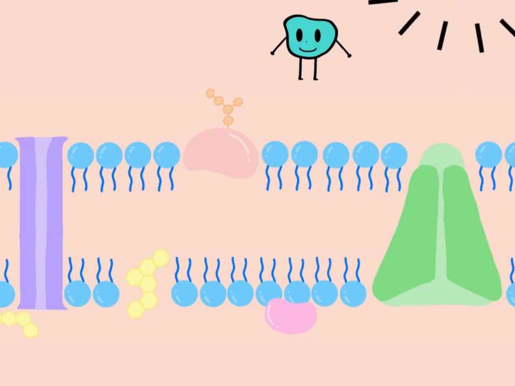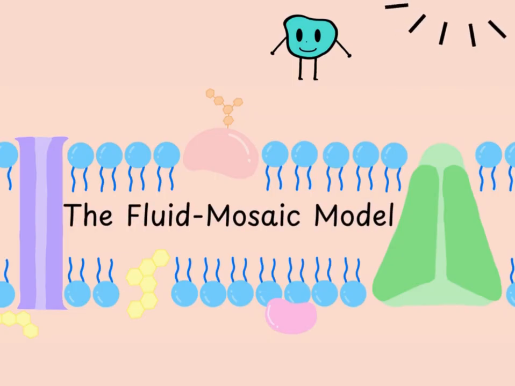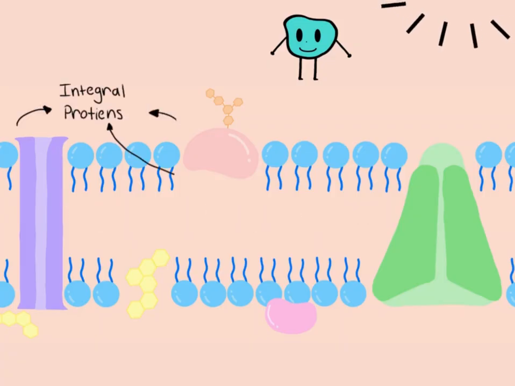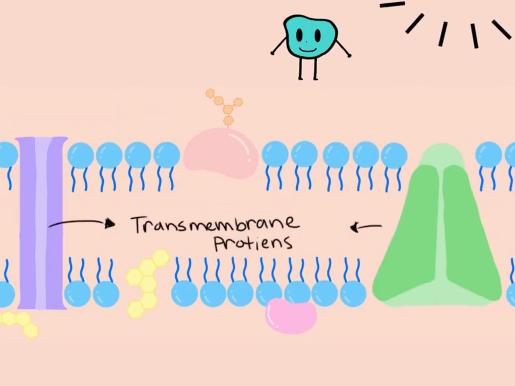See those giant large structures floating around? They're proteins, and they make up part of what we call the fluid mosaic model. First up, the integral proteins. These are permanent parts of the membrane. They have hydrophobic regions that interact with the lipid tails and hydrophilic regions that face the watery sides. Some of these go all the way through. Those are transmembrane proteins. They act as channels or carriers for specific molecules.